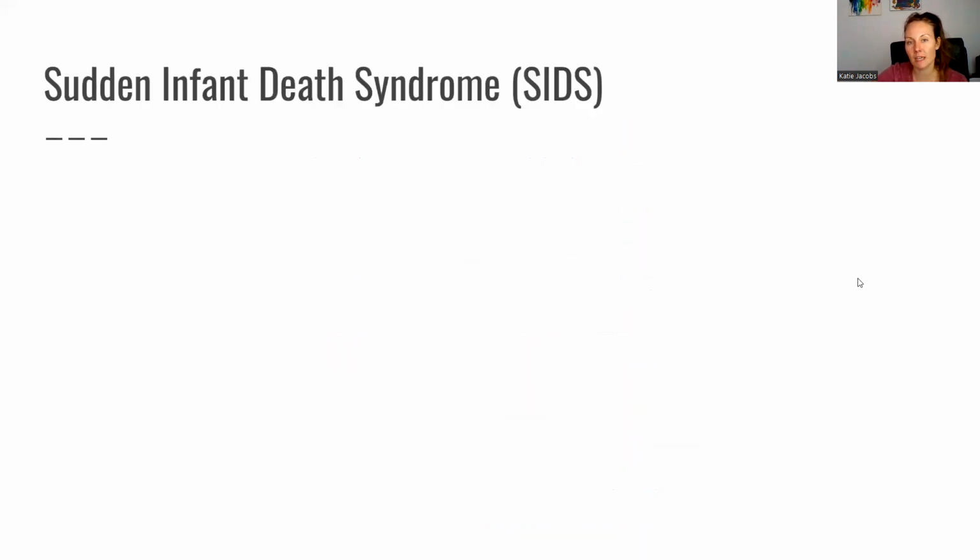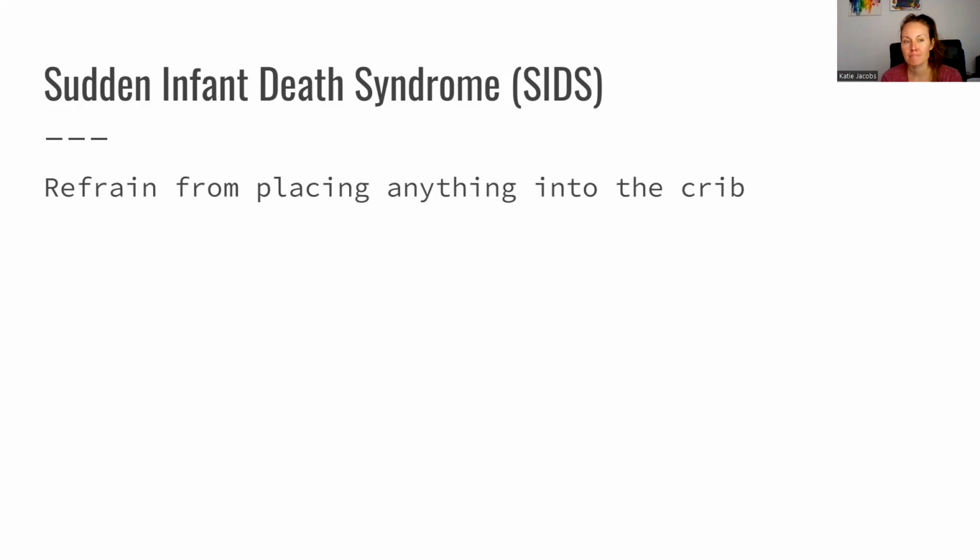There's also sudden infant death syndrome, SIDS. SIDS is when an infant dies and we're not quite sure why. They have some theories on why kids die from SIDS without warning, and we'll talk about that in a minute. But to prevent it, they say refrain from placing anything into a crib. You're not supposed to put stuffed animals, blankets, or bumper pads, nothing in there that's fluffy. There should just be a firm sleep surface and a fitted sheet that's fit tightly to it.